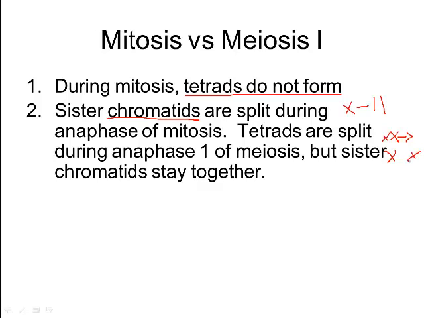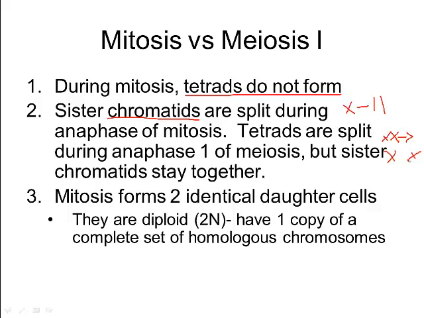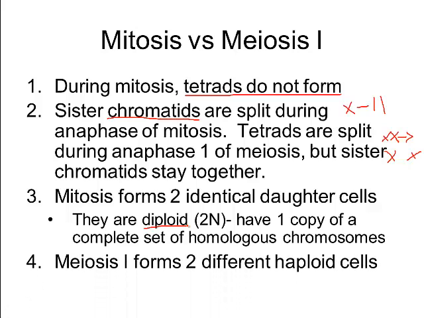So we're pulling the X's apart, but they're still in that X form. At the end of mitosis, we're going to have 2 identical daughter cells, and those daughter cells are diploid. So they have a complete set of homologous chromosomes. They have everything that they're supposed to have. They have 2 copies of chromosome 1, 2 copies of chromosome 2. They have everything that they're supposed to have in them, and they're identical copies.